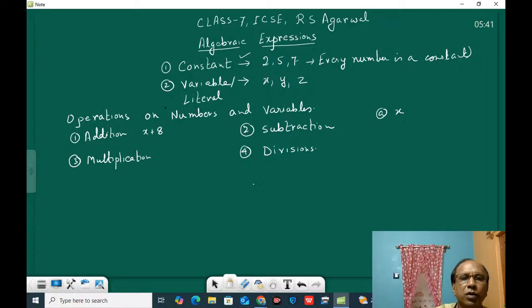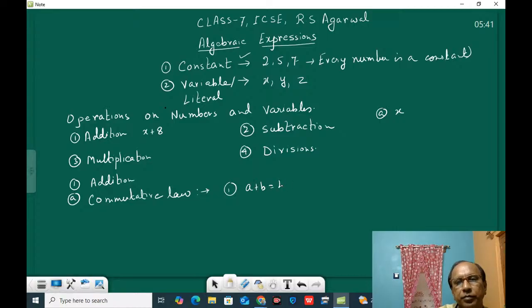we have commutative law. There are three laws we have when we do addition on numbers. The first one is commutative law. Commutative law means if there are two variables a and b, we can write a plus b is equal to b plus a. This is commutative law.